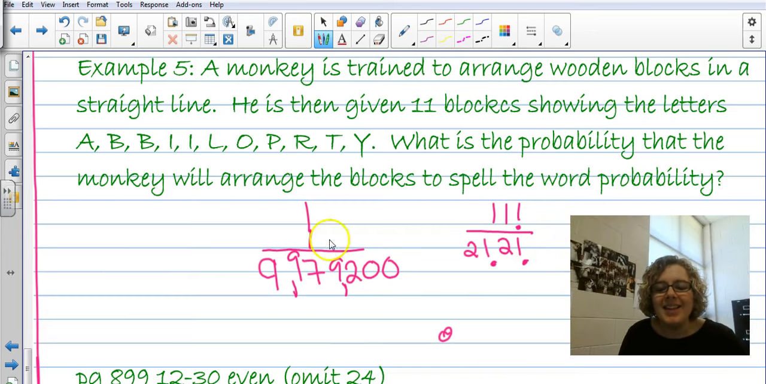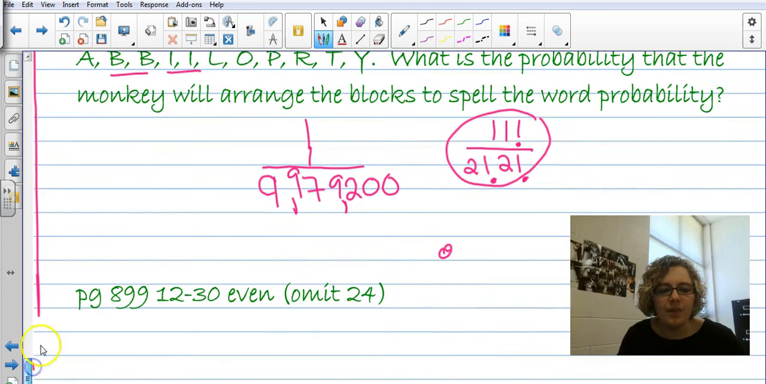Now remember, this is what you do if you have letters that repeat. My B's repeated and my I's repeated, so I had to take that into account. And that's all I have for you.